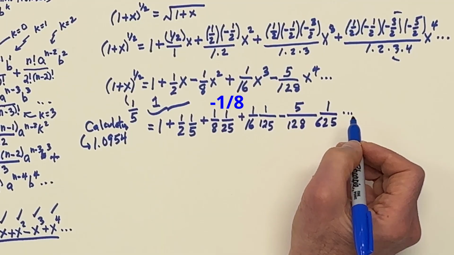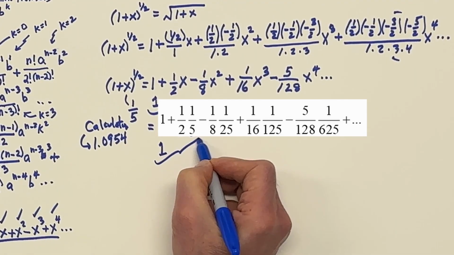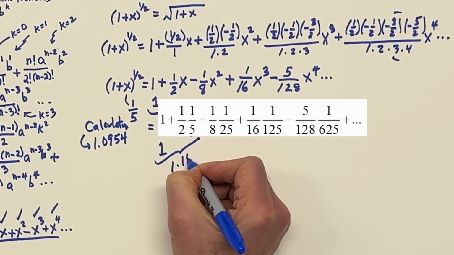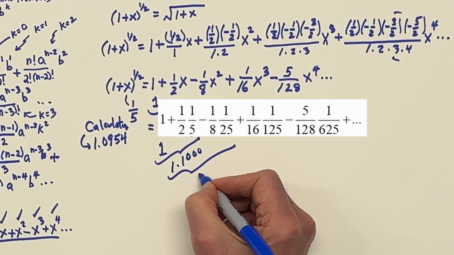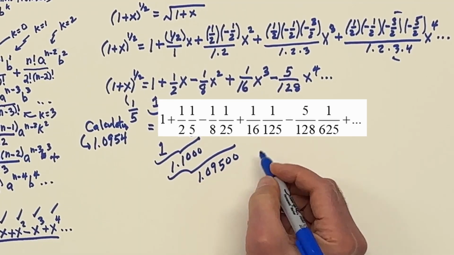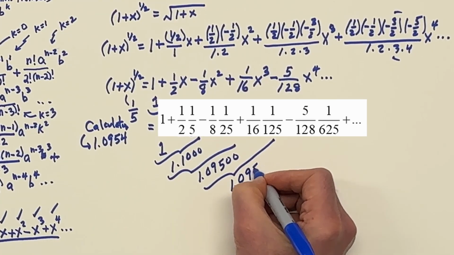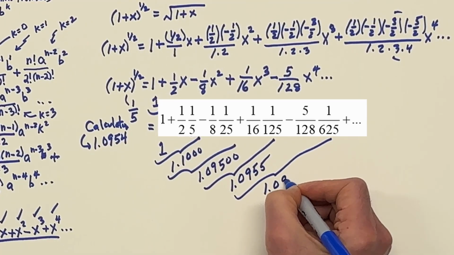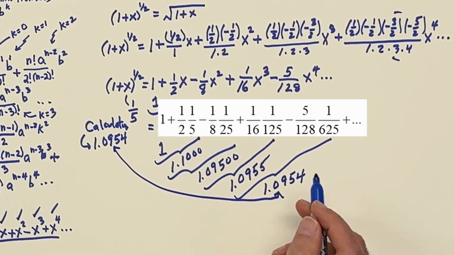Okay, so now if the first term is 1, that's not too good of an agreement, but if I add this, I get 1 plus 1/10. So I get this. But now if I add the next one, now I did this with a calculator. I have 1 plus 0.9500. And then if I go with the next term, I got 1.0955. And then if I go with the next term, I got 1.0954. Now, for a physicist, we would proceed and do our physics.